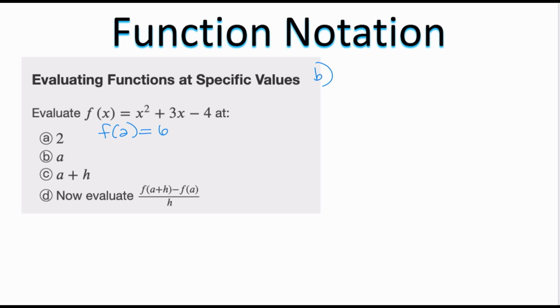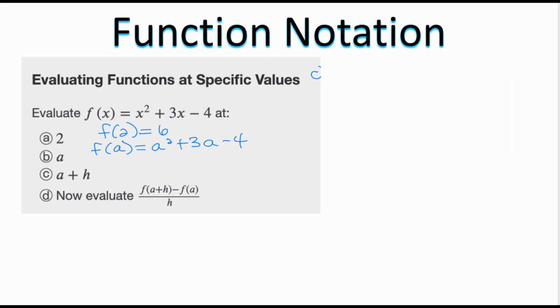In part B, they want us to substitute a. So if we go to find f of a, it's okay. We're going to do exactly the same thing. We are going to substitute an a wherever you see an x. So I'm going to write down a squared plus 3a minus 4. Notice that none of these are like terms. Unlike the previous example in part A, where there was an actual number that we substituted and we were able to combine, here, because a squared, 3a, and negative 4 are not like terms, this is going to be your final answer. So f of a is equal to a squared plus 3a minus 4.